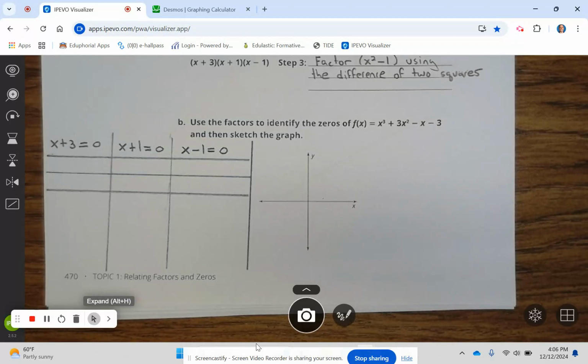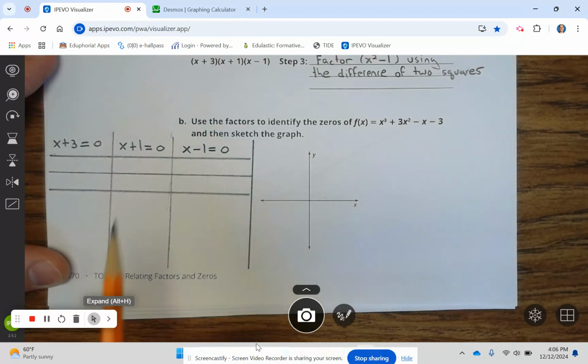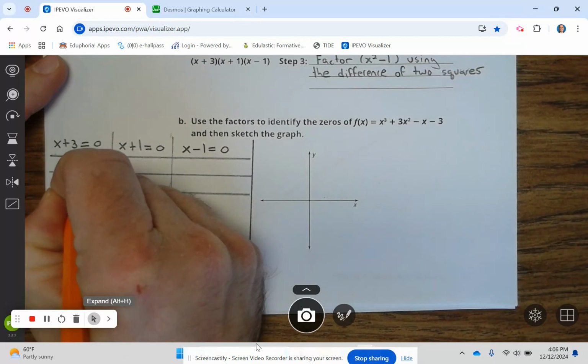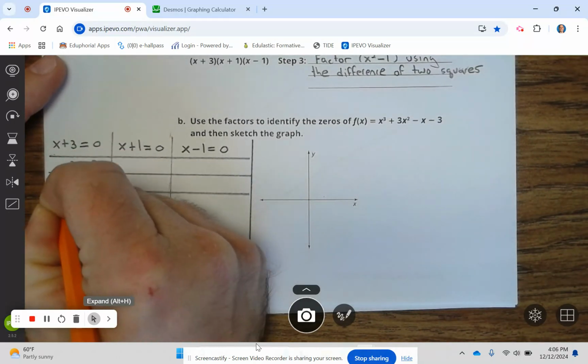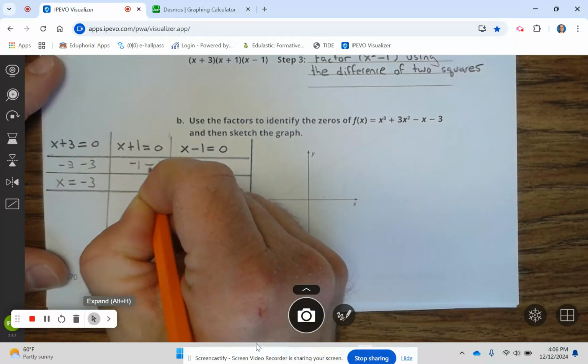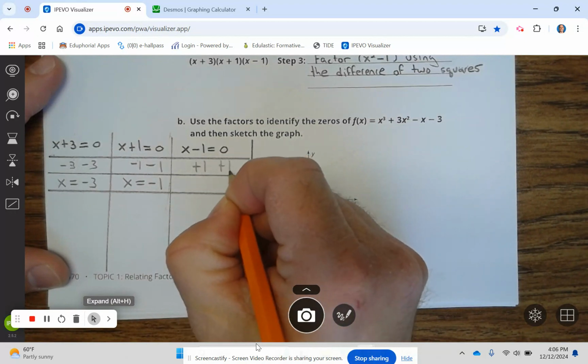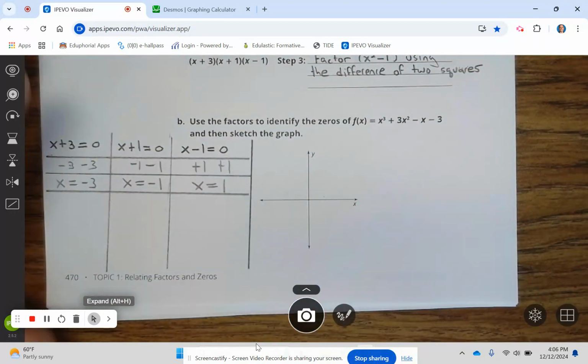Use the factors to identify the zeros of f of x equals x cubed plus 3x squared minus x minus 3, and then sketch the graph. So we said x plus 3 equals 0, x plus 1 equals 0, x minus 1 equals 0. So we subtract 3 from both sides, you get x equals negative 3. Subtract 1 from both sides, you get x equals negative 1. Add 1 to both sides, you get x equals 1.